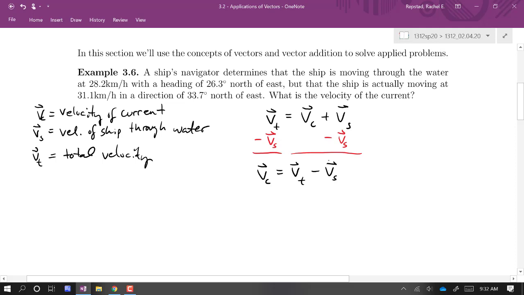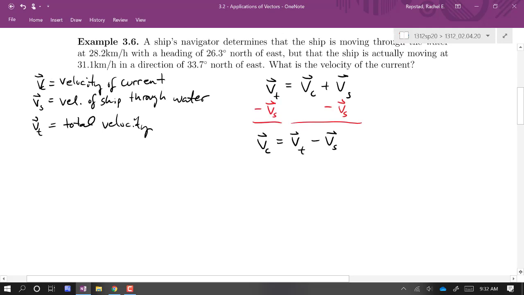And the way we subtract vectors is the same way that we add them, component-wise. So we could find the components of these two, only now we're going to take the x component minus the x component and the y component minus the y component. The order matters now because we're subtracting. So let's find these components. They tell us that the ship is moving through the water at 28.2 kph.